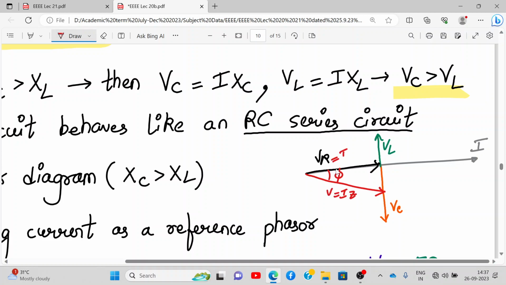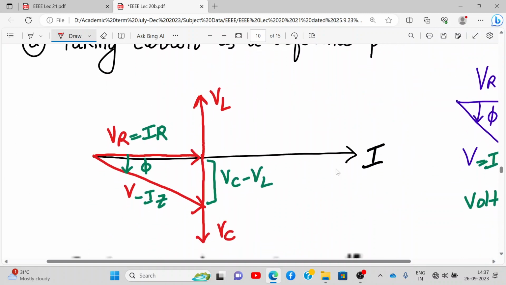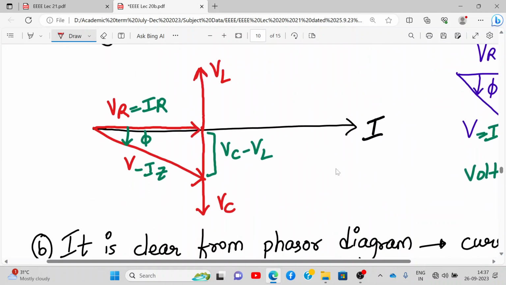This is VR, I into R. And this part will be what? VC minus VL. Are you getting it? Okay. Why is it inclined downwards? Because the VC component is greater than VL. Please draw this phasor diagram. This is the same thing we have drawn, only draw the phasor diagram.